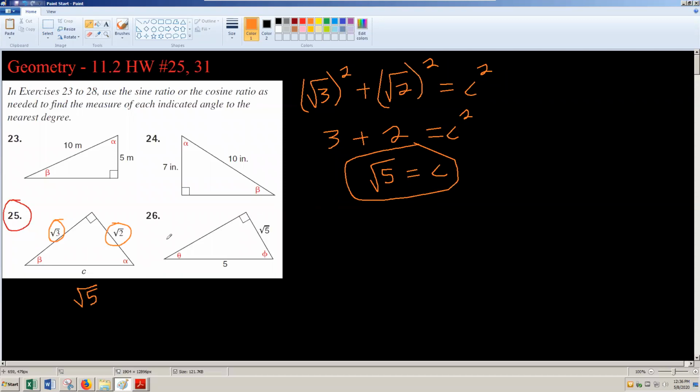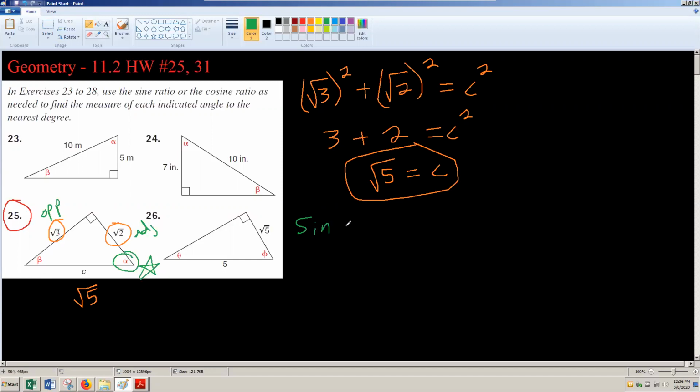So looking at this one here, now I've got a setup for beta and alpha. I'm going to start with alpha here. So from alpha's vantage point, I'm going to put my little marker right here. This is my opposite. This is my adjacent, and now I'm good to go. So I can either set this up to solve using sine or cosine. It really doesn't matter. I'll do sine for this one.